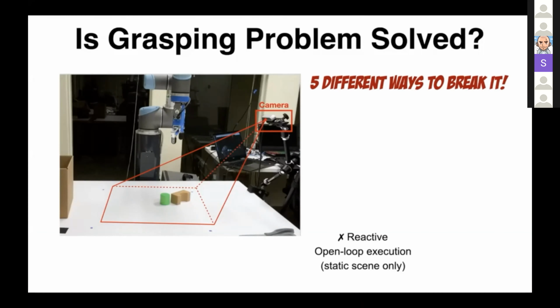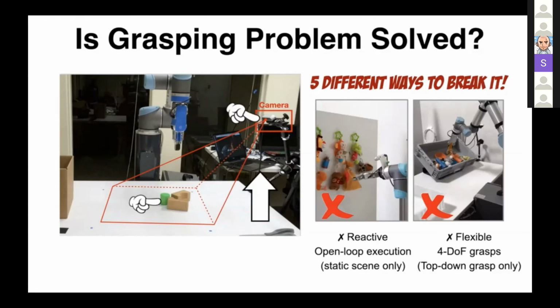First, since the system relies on a calibrated camera and performs open-loop execution, the system will not work if you just slightly touch the camera, move the objects around, or raise the table height. And also, since the system can only perform top-down grasp, it will not work if you put the objects on a wall or shelf, which requires a different approaching trajectory.